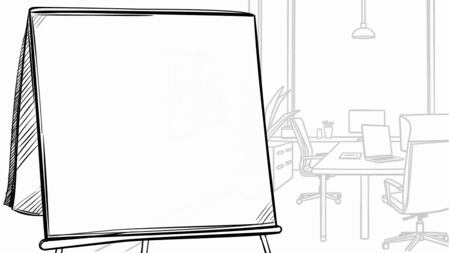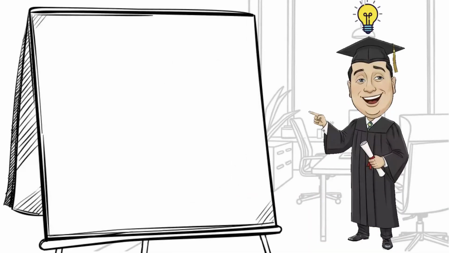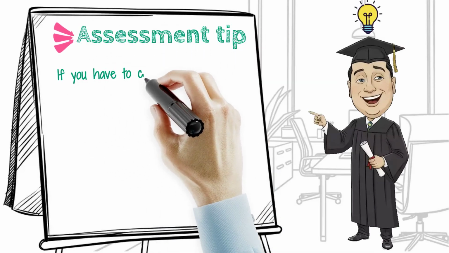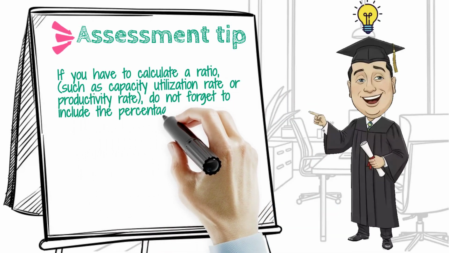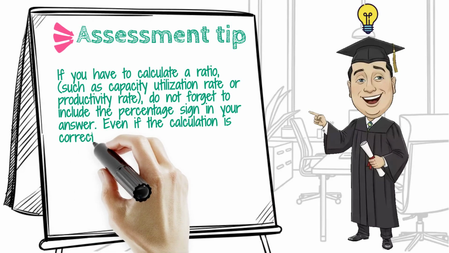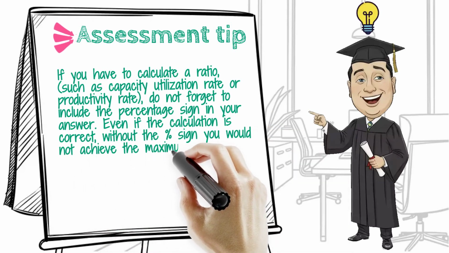Assessment tip: if you have to calculate a ratio, such as capacity utilization rate or productivity rate, do not forget to include the percentage sign in your answer. Even if the calculation is correct, without the percent sign, you would not achieve the maximum mark.